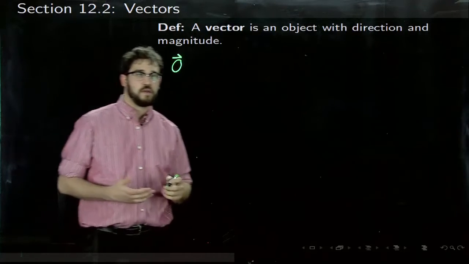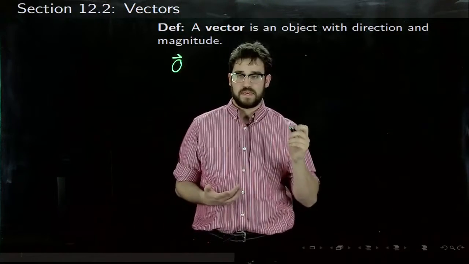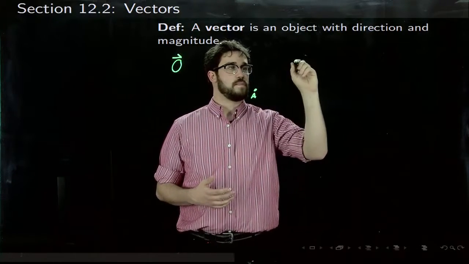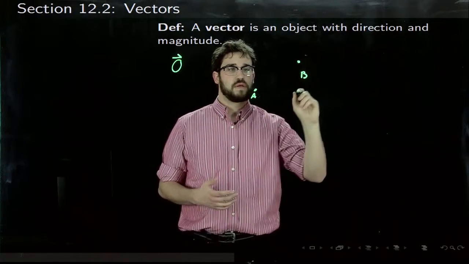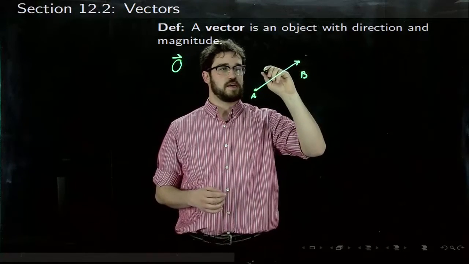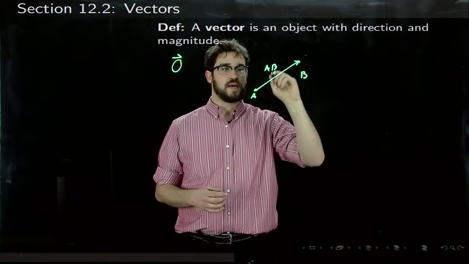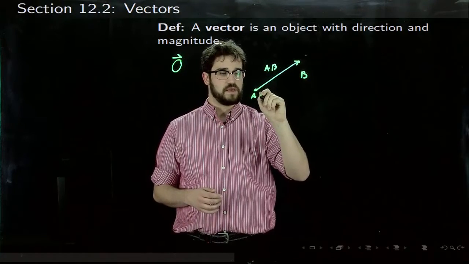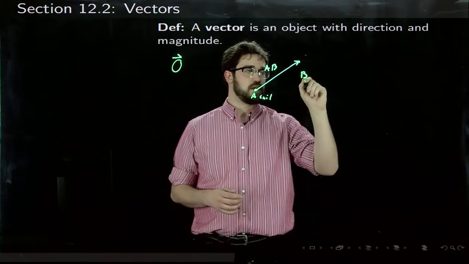Suppose a particle is moving from point A to point B in a straight line, or right here, A and point B. The displacement vector, AB, can be visualized as an arrow from A to B, with this being the tail and this being the tip.